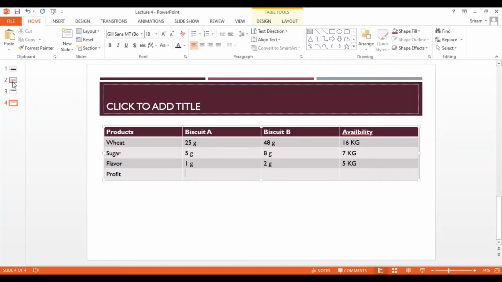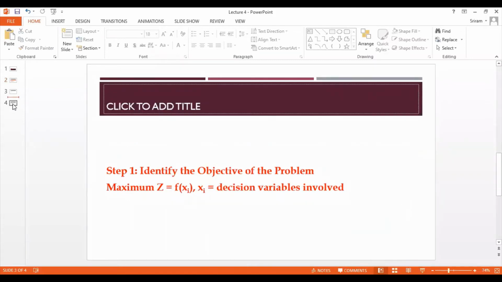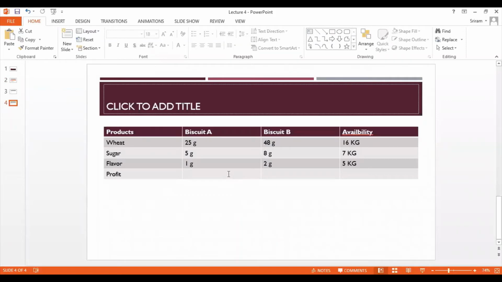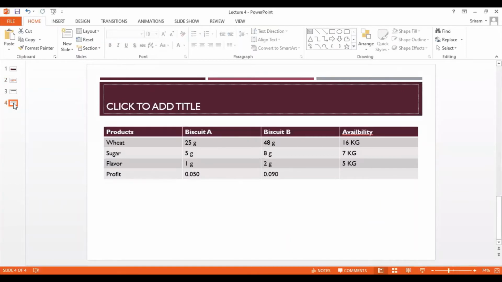When we check the profit for each product, biscuit A is 0.050 and biscuit B is 0.090. So now what we did, we took all these values and converted them into a table, which will be easy for us to complete the formulation.